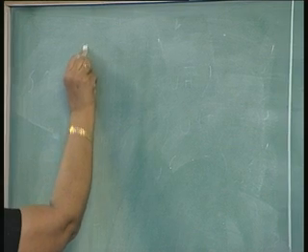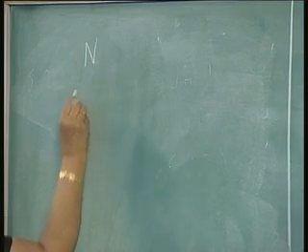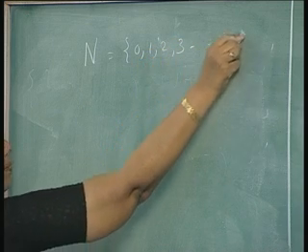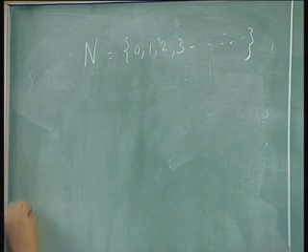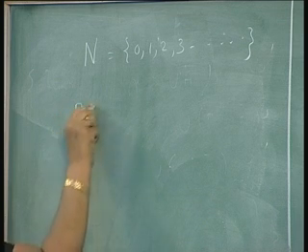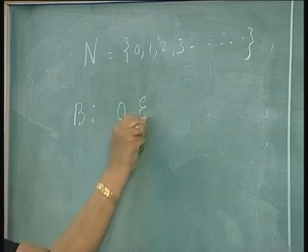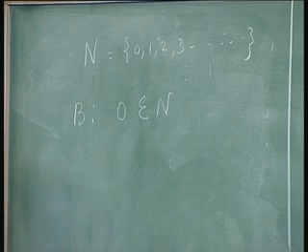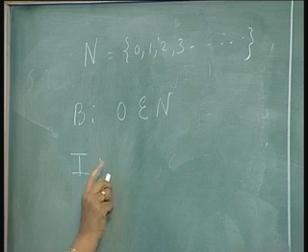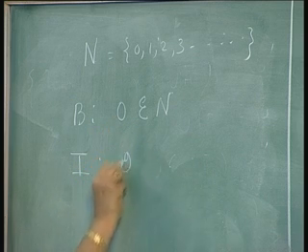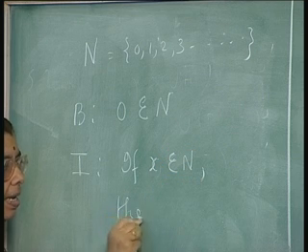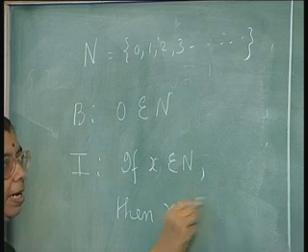For example, take the set of non-negative integers N. N is 0, 1, 2, 3, etc. You can try to define this set inductively like this. Basis class is 0 belongs to N. Then the induction class is, this is the basic building block, if x belongs to N, then x plus 1 belongs to N.